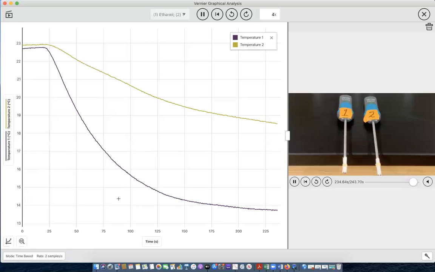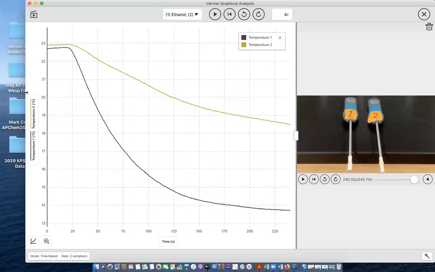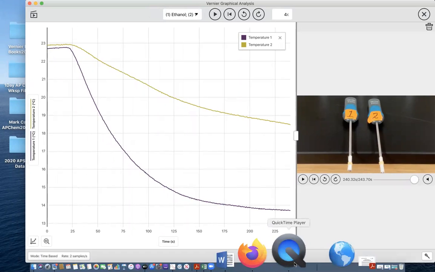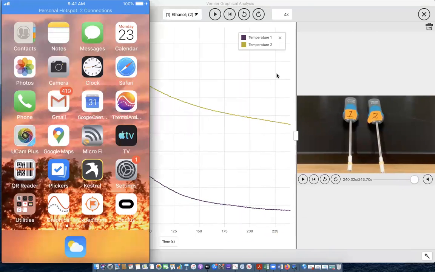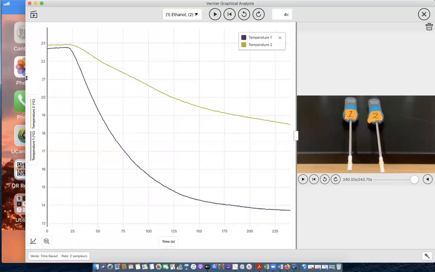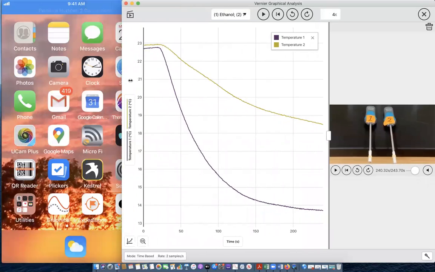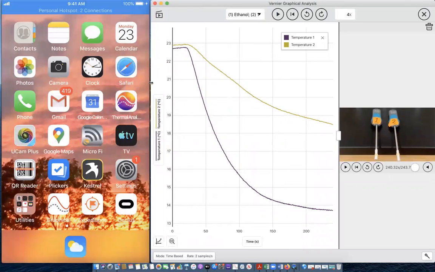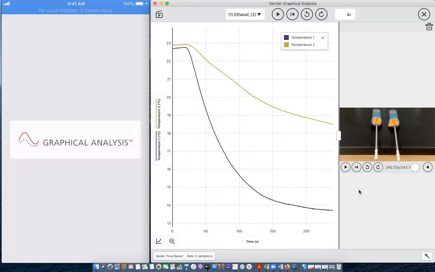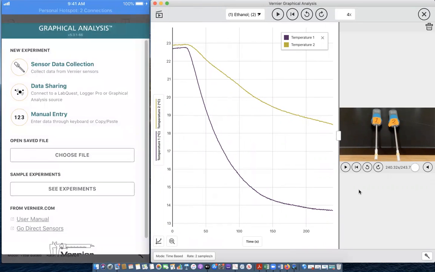Now, what you can also do during this experiment is have your students see this and view what's going on as you talk about the results. In order for you to get that experience, I have my iPhone hooked up, and the iPhone is connected to my computer so you can see it at the same time. If I pick the graphical analysis app and turn that on, you will see basically the same starting setup that we had previously.